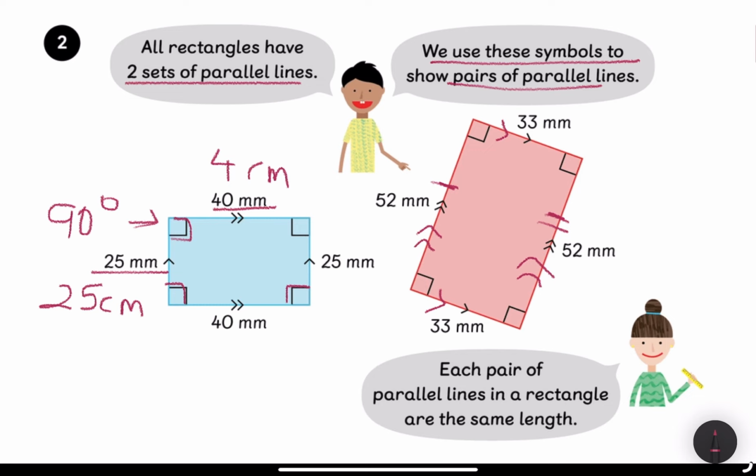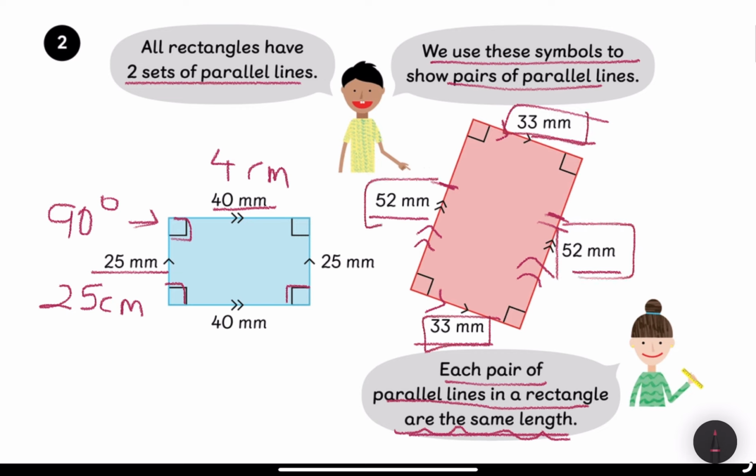So each pair of parallel lines in a rectangle is the same length. When they are saying same length, what they mean is if this is 52 mm, this is also 52 mm. If this is 33 mm, this is 33 mm. So you see how both sets of parallel lines are actually parallel and of the same length, that is the same value or same size.